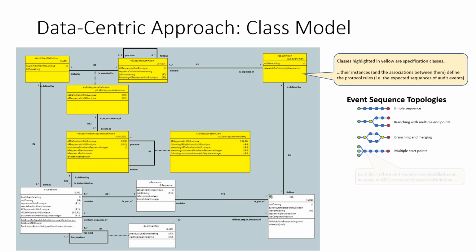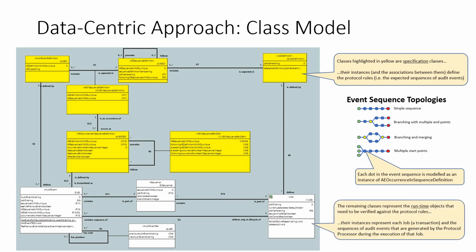The model supports a variety of complex event sequence topologies, including branching with parallel threads and multiple endpoints, merging, multiple start points as illustrated here. In the example shown, each dot represents a particular event type that is expected at a particular point in the sequence, and is abstracted in the model as an instance of the class named AE occurrence in sequence definition.